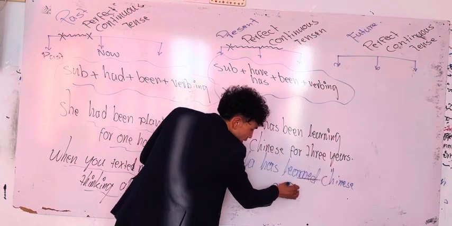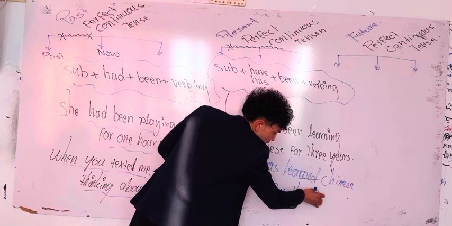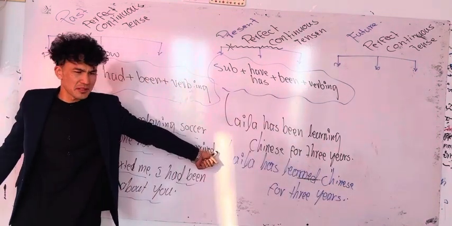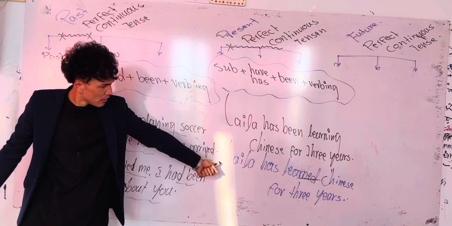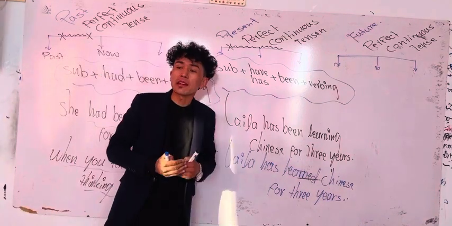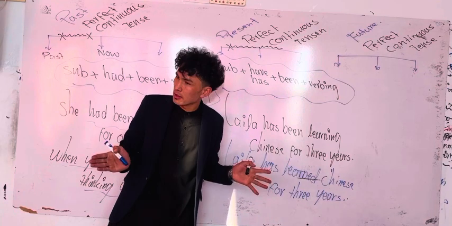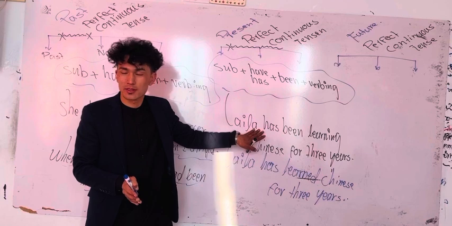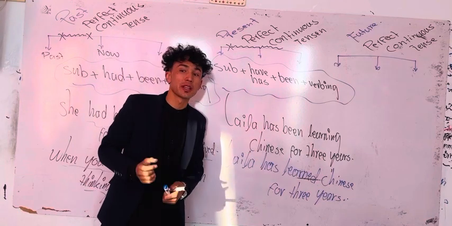Leila has learned Chinese for how long? 3 years. Is there any second difference? The second one ended, completed. It is completed before now. And this one is not completed yet. Maybe it is going on. This is the difference. Good opinion.